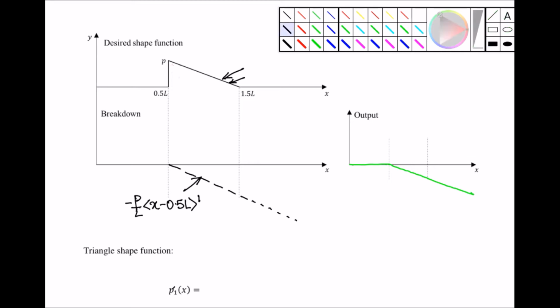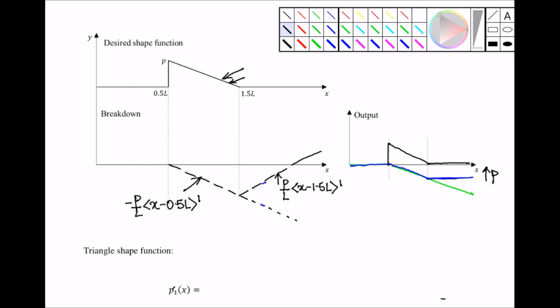Now what happens if we add on a straight line with a positive slope, whose equation is given by P over L times x minus 1.5L to the power 1? Our output then changes to a straight line after 1.5L, because this straight line and that straight line combine to give a horizontal line. The desired shape function, however, is this. It still needs to be shifted up by P units to resemble the desired output.